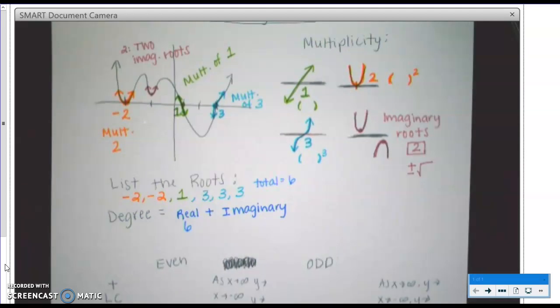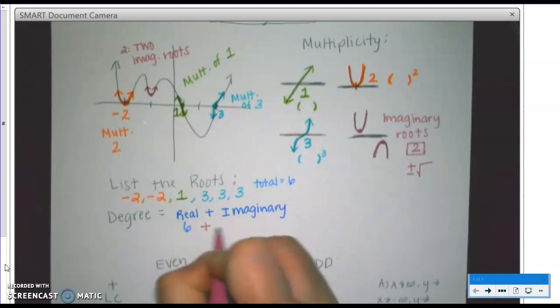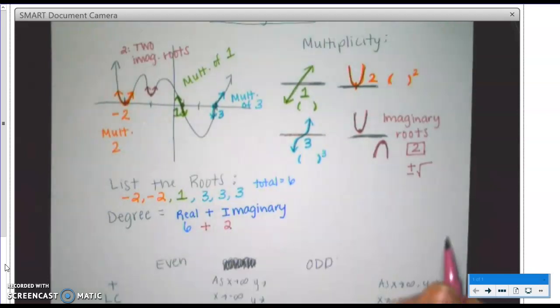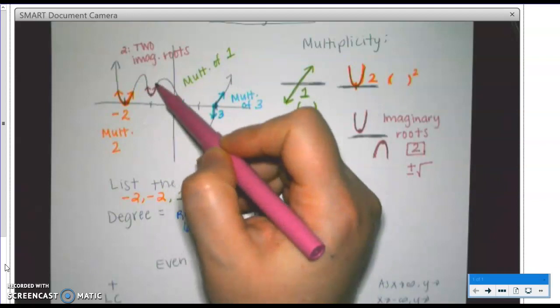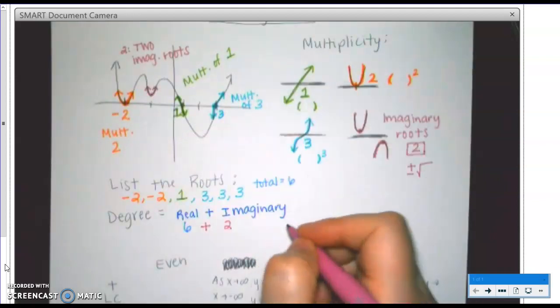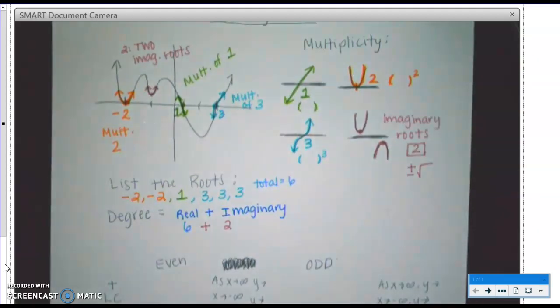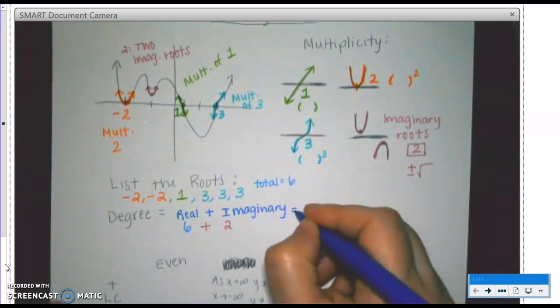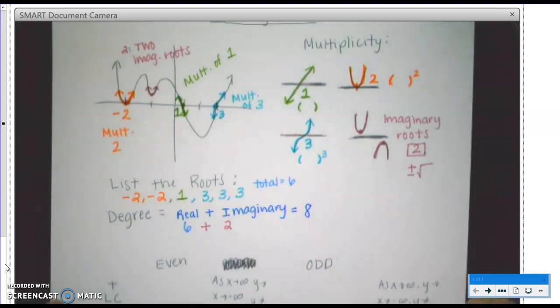So I have a total of 6 real roots. Even though there's only 3 different x-intercepts, the multiplicities tell you how many times you count those roots to add up to the degree. All right, plus the 2 imaginary roots that I found. I have to include those 2 imaginary roots that I found. So the degree of this polynomial would be 8.